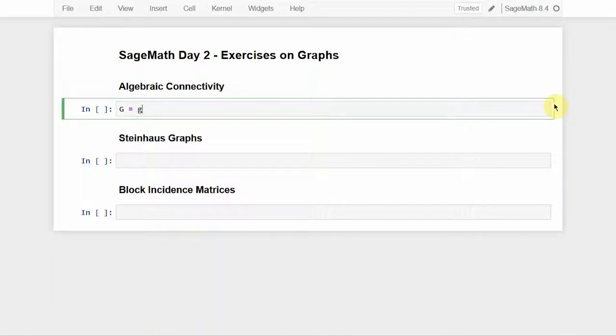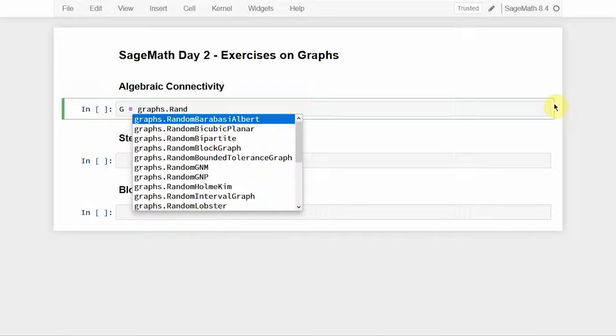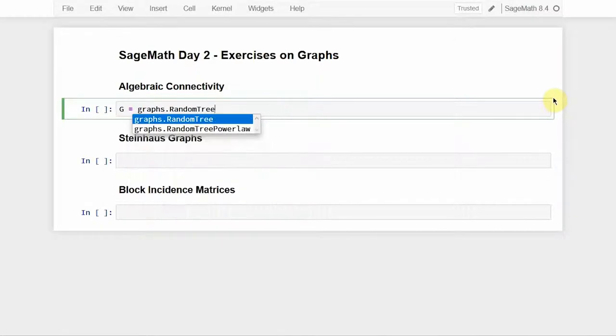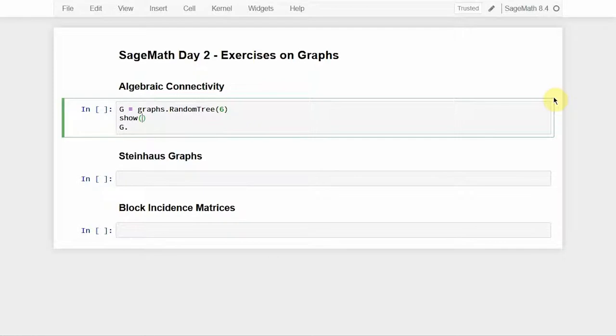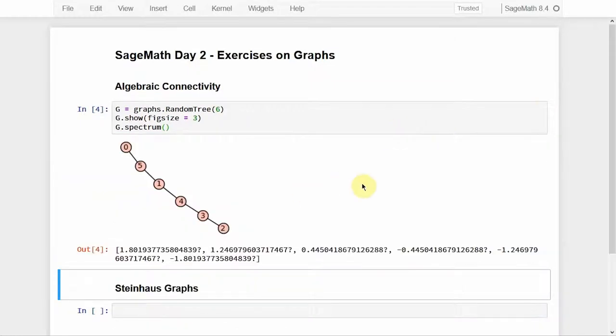So if you take a graph, for example, we take a random tree for now. Okay, let me take a random tree on 6 vertices. How do you get the spectrum of G? Do you recall? G dot spectrum. I think I did not show you the Laplacian spectrum. If you do G dot spectrum, what you get is the adjacency spectrum.